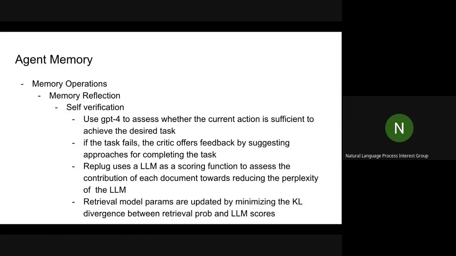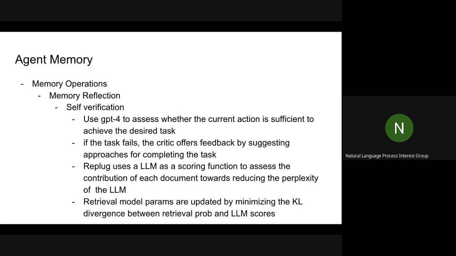More about self-memory reflection. So there's this self-verification process. If you think about it, I have a lot of memories, right? I want to use those memories to better decide if my current actions or current plans make sense. So here, self-verification has a few approaches. One is using GPT-4 to assess whether the current action is sufficient to achieve the desired task. If the task fails, you have a critic that offers feedback by suggesting approaches for completing the task. So that's one approach. I forgot the paper. I can label it later.